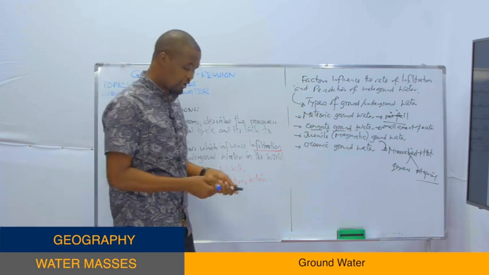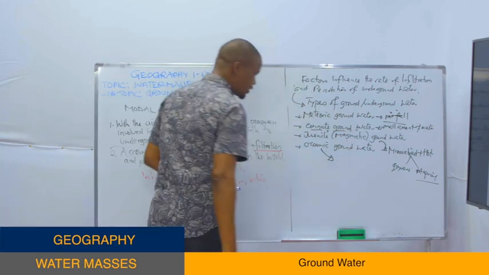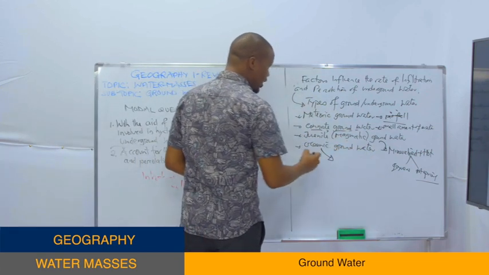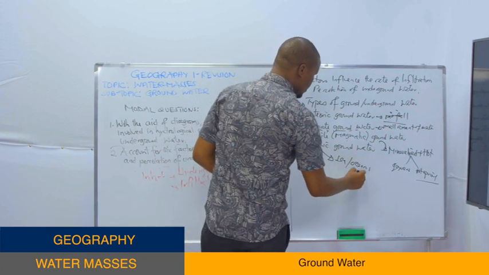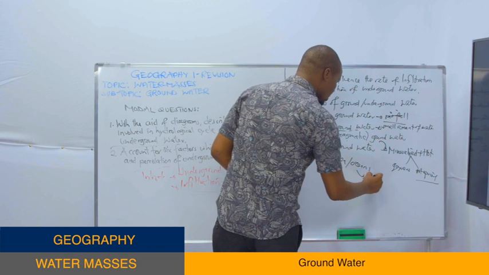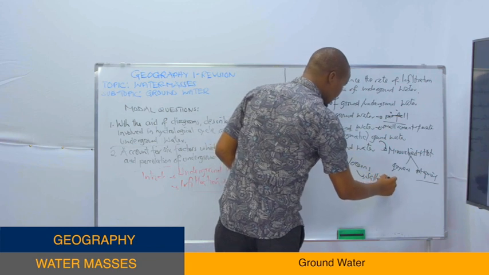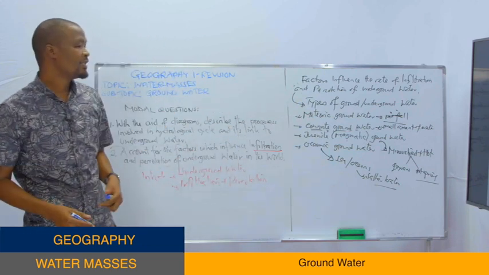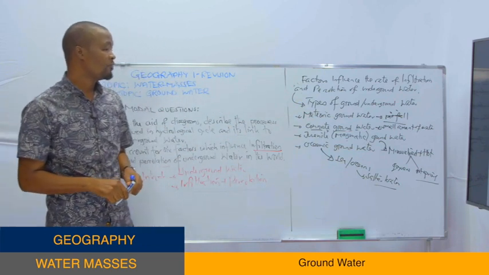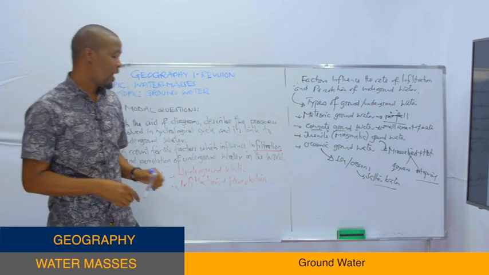Then from there we have the oceanic groundwater. The oceanic groundwater refers to the amount of groundwater originating from the sea or oceans. Most of this groundwater is saltier water. Then from there, let's see the factors which influence the rate of infiltration and percolation of underground water.